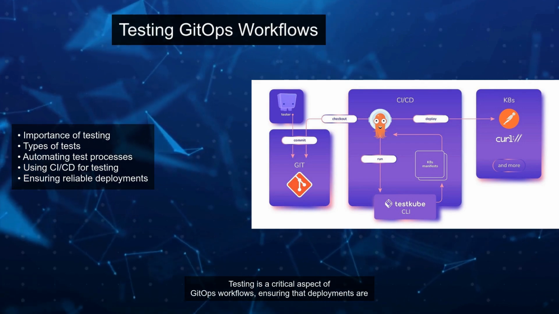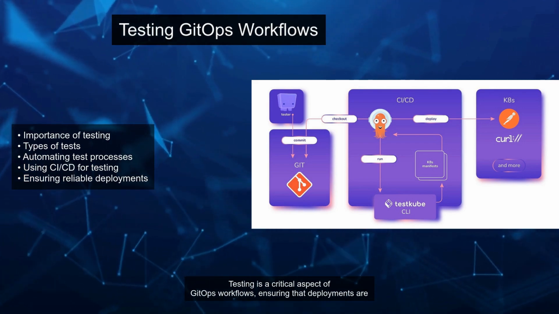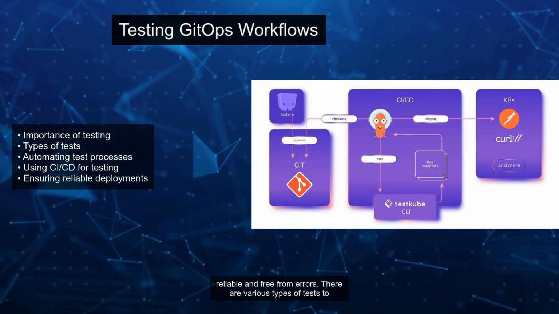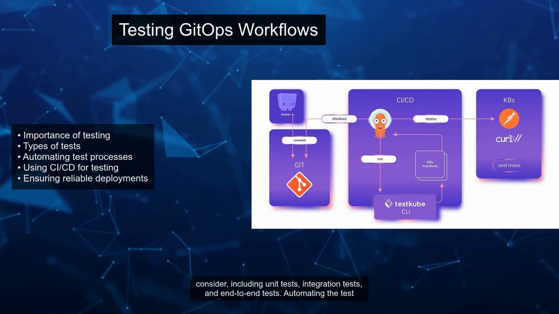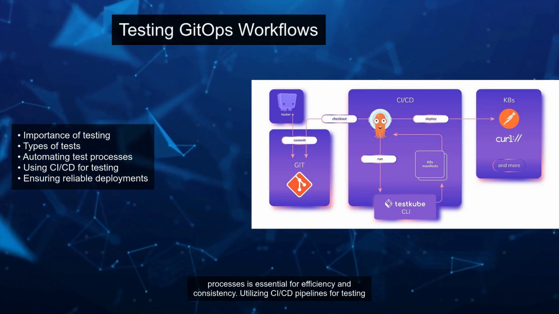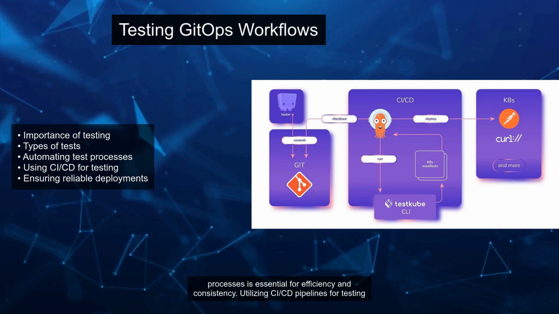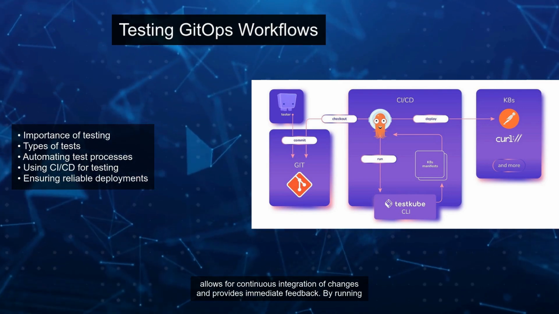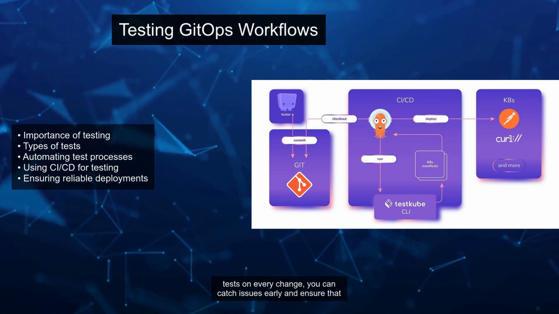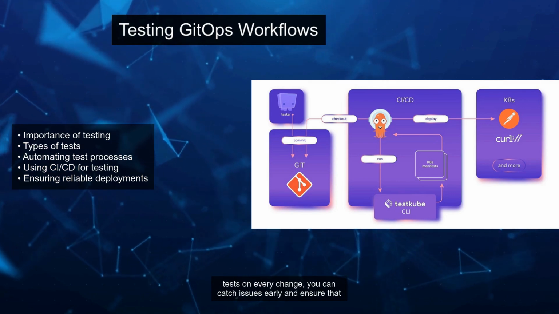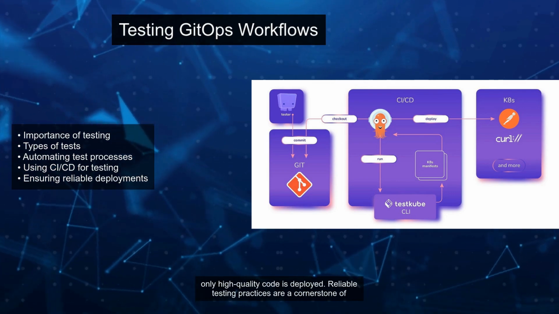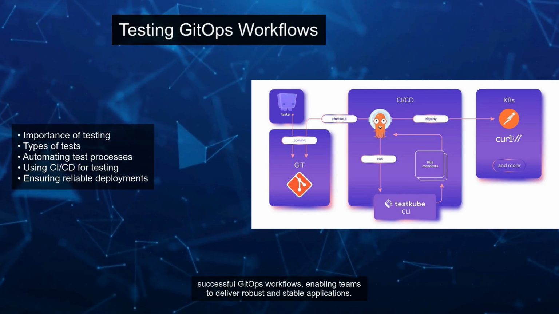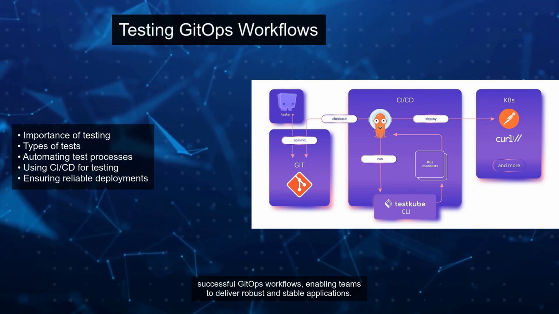Testing is a critical aspect of GitOps workflows, ensuring that deployments are reliable and free from errors. There are various types of tests to consider, including unit tests, integration tests, and end-to-end tests. Automating the test processes is essential for efficiency and consistency. Utilizing CI/CD pipelines for testing allows for continuous integration of changes and provides immediate feedback. By running tests on every change, you can catch issues early and ensure that only high-quality code is deployed. Reliable testing practices are a cornerstone of successful GitOps workflows, enabling teams to deliver robust and stable applications.